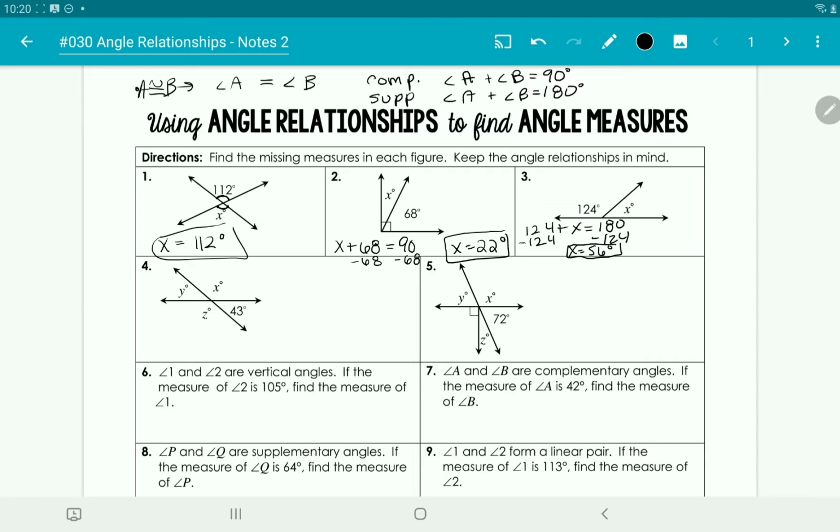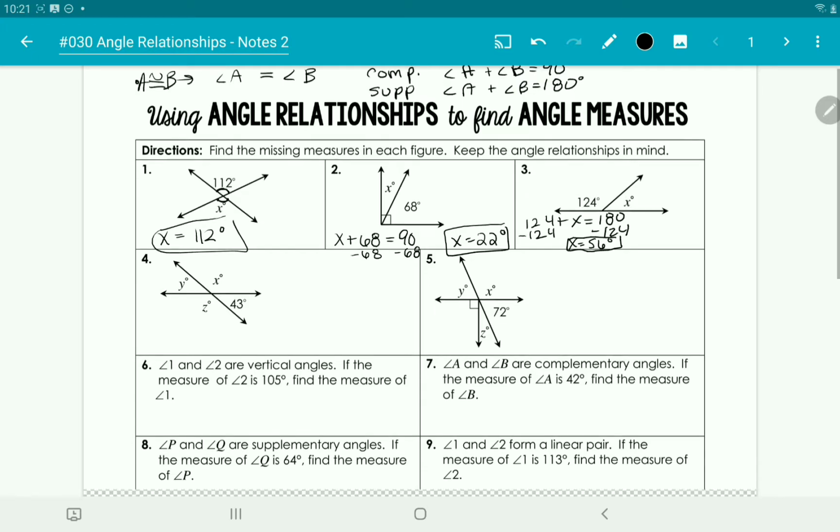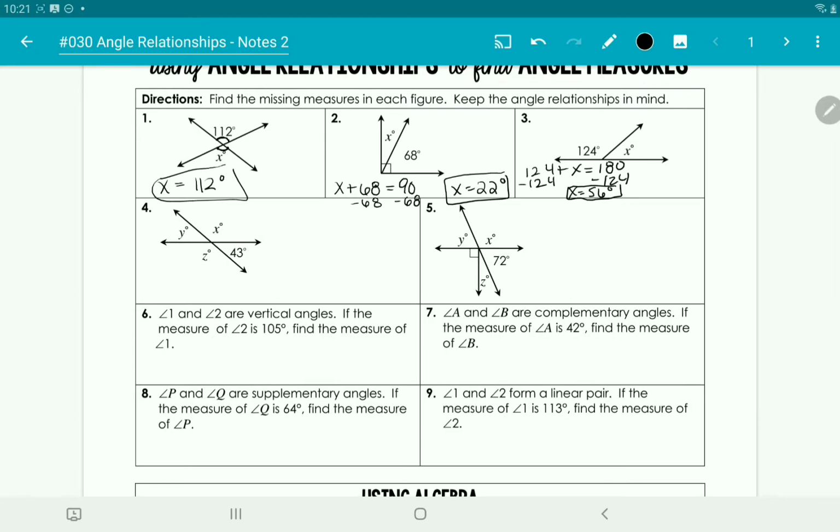So either they're equal to each other, like over here, they add to give you 90, the first angle plus the second one equals 90, or they add to give you 180. First angle plus the second angle equals 180. And then you solve from there. Okay? So we'll look at number 4.